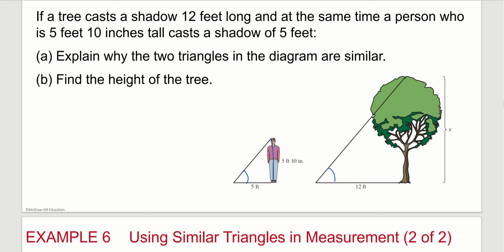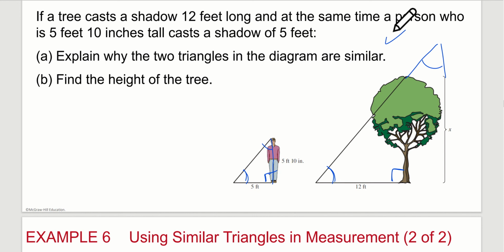And if the person's standing up nice and tall, then this is going to create a right angle. This one too will create a right angle. And if this angle is equal to this angle, and this angle is equal to this angle, then that means that the two remaining angles in those triangles must also be equal. So because these triangles have equal measured angles, that means that they are going to be similar to each other.